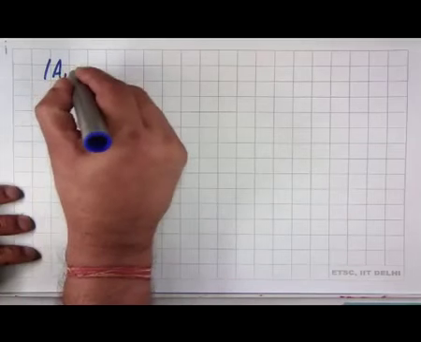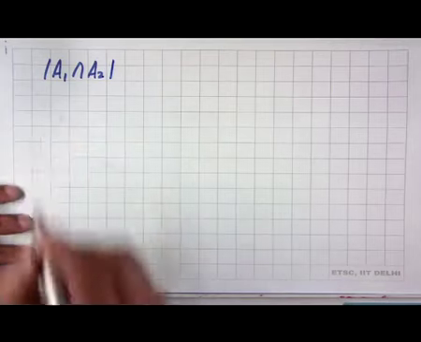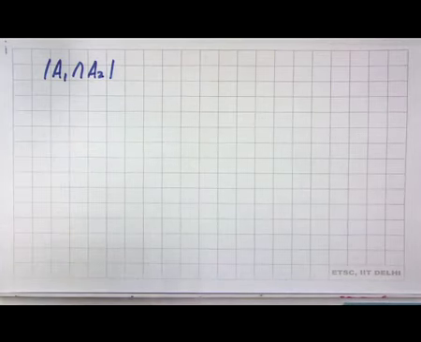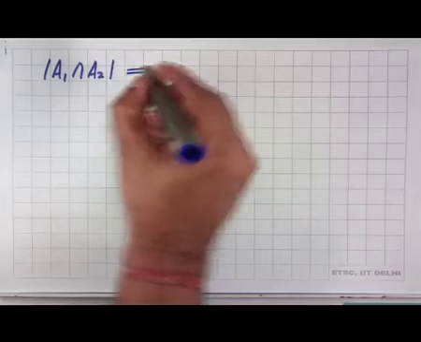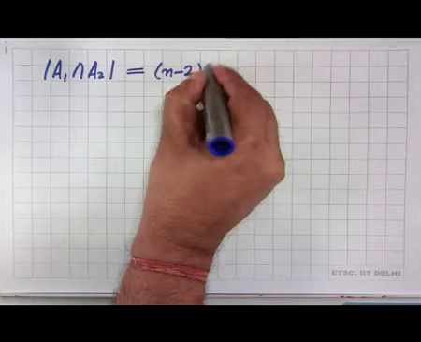Now, let's look at what happens when I take the sets two at a time. For example, A1 intersection A2. A typical element in A1 intersection A2 is a permutation that is common to A1 and A2. Therefore, it takes 1 to itself, and it takes 2 to itself. So whatever I do, I know what the answer is to pi of 1 and pi of 2. I only have to figure out what the possibilities are for the other n minus 2 symbols. And these n minus 2 symbols can be chosen in any which way as long as they're a permutation. Therefore, the number of elements in A1 intersection A2 is just n minus 2 factorial.